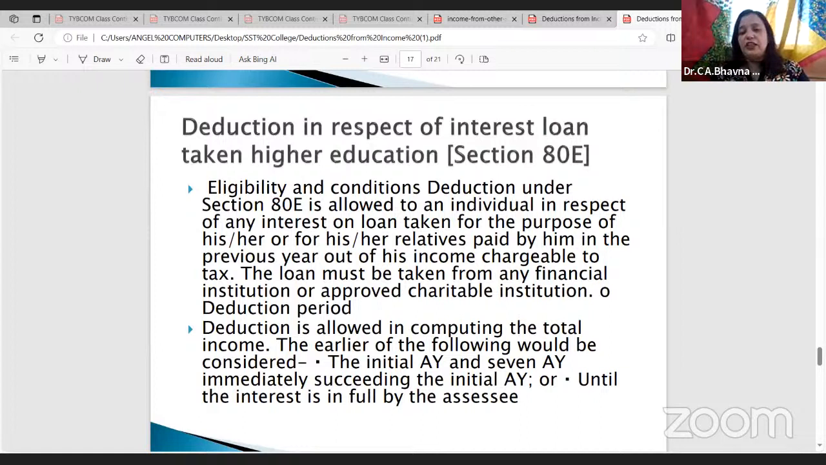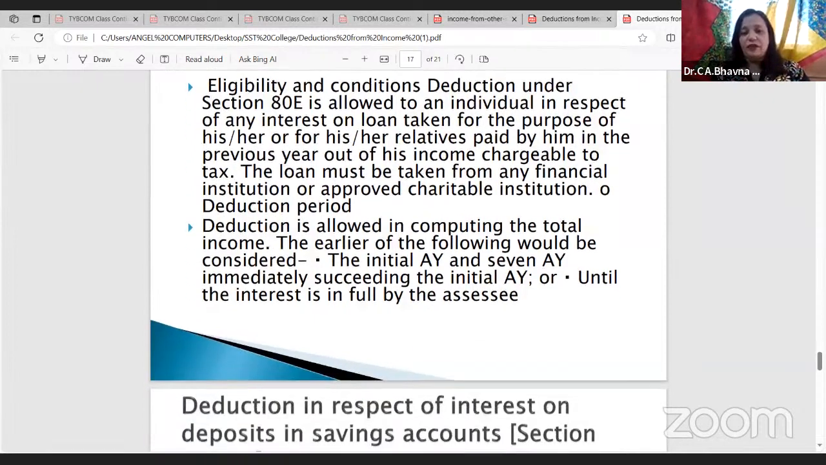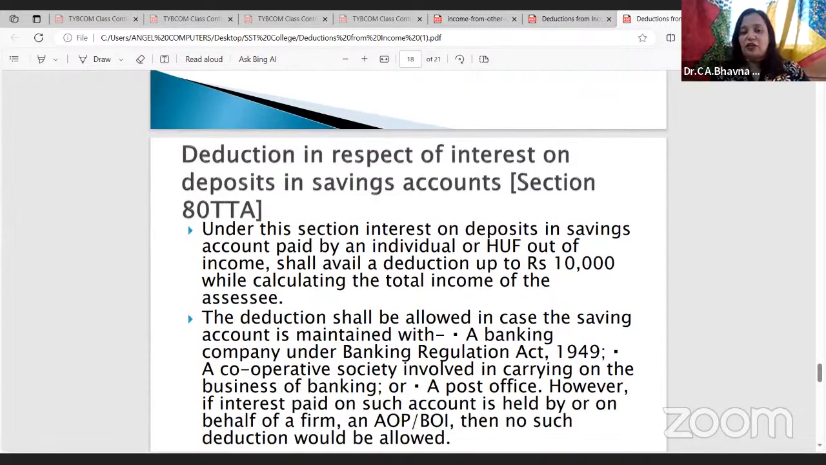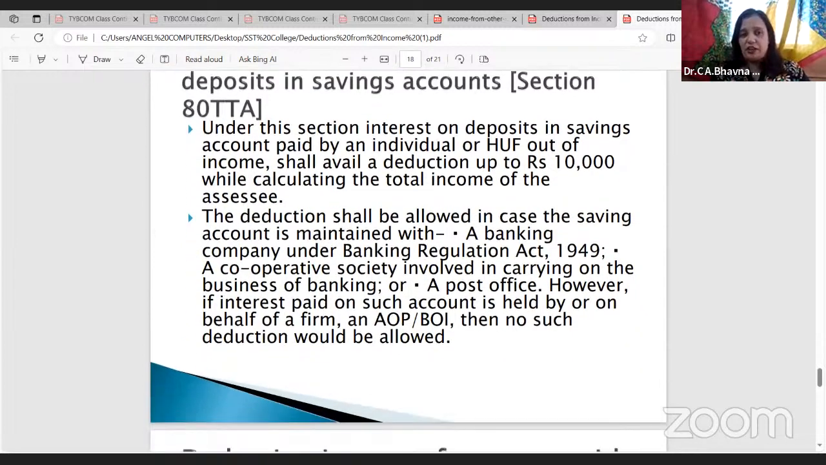If you take any education loan, either for yourself or for your spouse or for your children, for higher education, you would be getting a deduction for the interest. कितना deduction for interest मिलेगा? कितने सालों तक मिलेगा? In the initial assessment year and in the next 7 assessment years, you would be getting the deduction. Then comes 80TTA. If you have any saving bank account, whatever amount of interest you would be getting up to rupees 10,000 is allowed as a deduction.